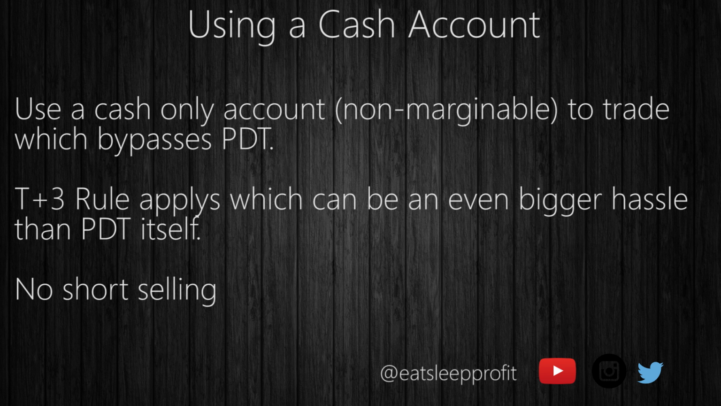Now, with using a cash account, you're going to have the T+3 rule, which is kind of like PDT. Basically what it means is, after you place a trade, let's say you buy into the stock with $1,000 in cash, once you sell the stock, you won't get the proceeds from that trade until 3 days later. It has to take 3 days to settle into your account. It's almost like a bank account.